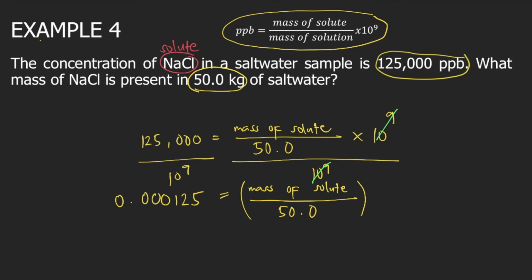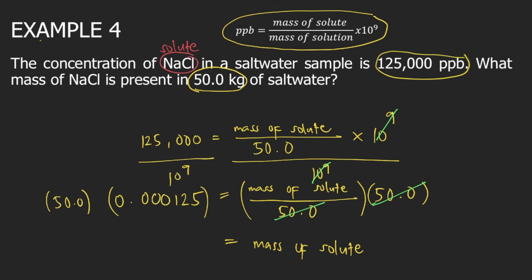Then multiply both sides of the equation by 50.0. So 50.0 will cancel on the right side. So what remains on the right side is the mass of solute. And on the left side, you have 50 times 0.000125, and that is equal to 0.00625. And what is the unit for the mass of solute?